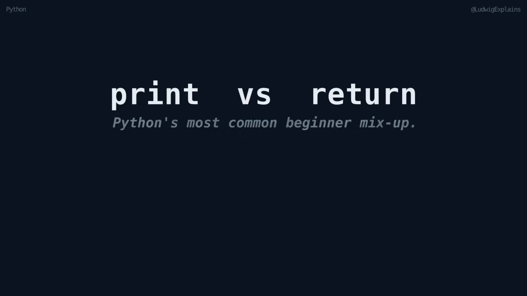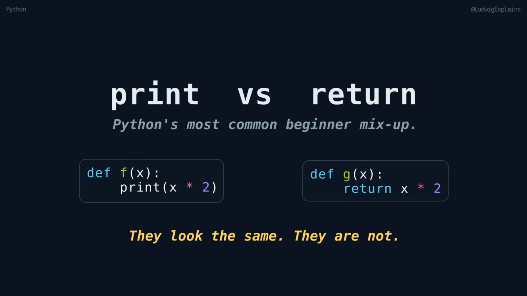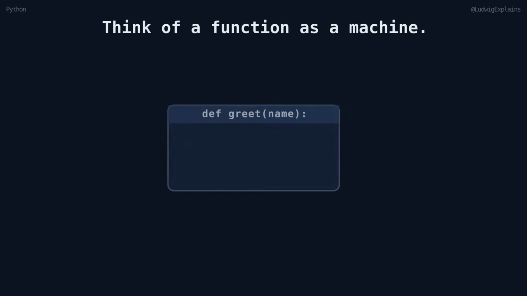You're learning Python functions and you hit something weird. You write a function that prints. It works? Great. You write a function that returns. It also works. Great. Then you try to actually use the result, and one of them mysteriously breaks. Why? The fix is one mental model.